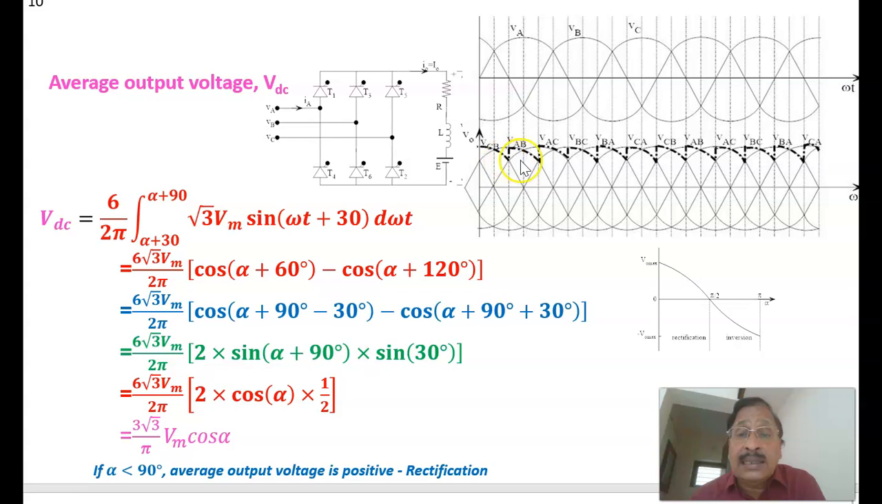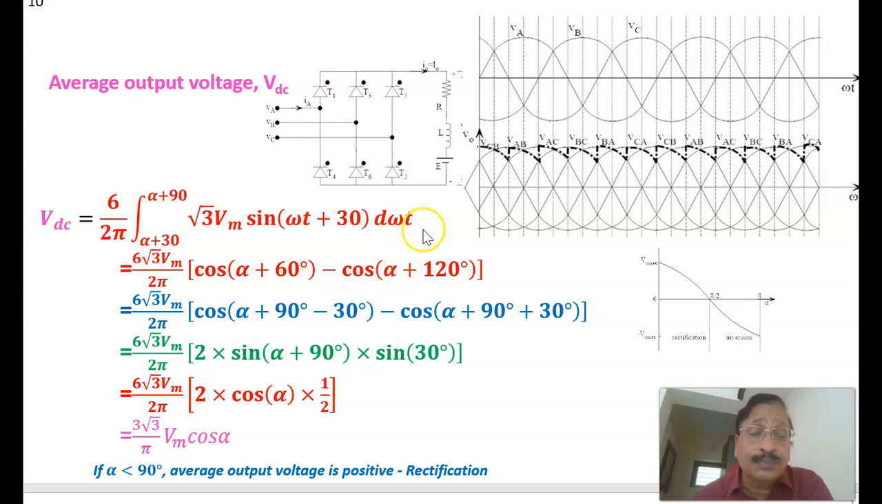Then you will get the area under one pulse, that is, the spike, is calculated. There are 6 pulses per time period, and that is spread over 2 pi radians. For 6 by 2 pi integral, we will get 6 root 3 Vm divided by 2 pi, with root 3 and Vm taken outside, integral of sin omega t plus 30.